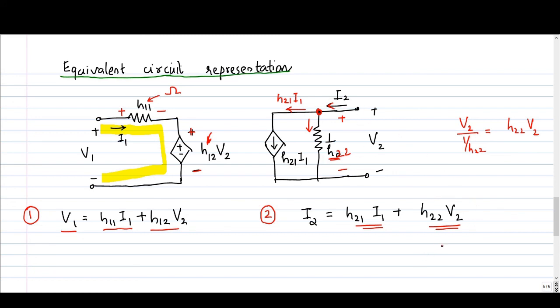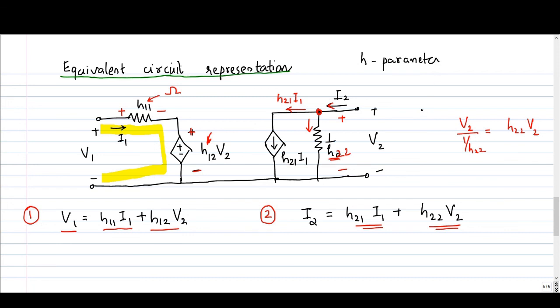If both V1 and V2 are measured with respect to a common node, I can simply join these two references without affecting the circuit. So this is the equivalent circuit representation of H parameters.